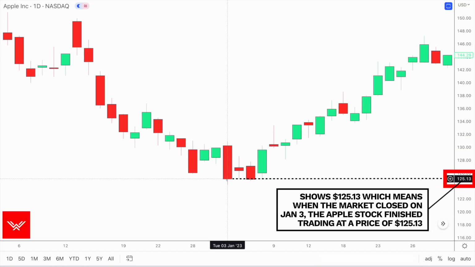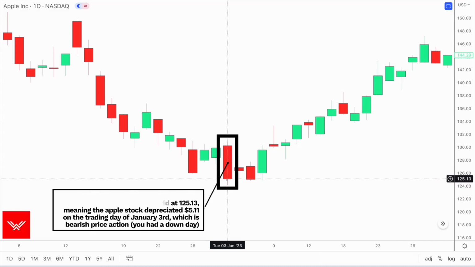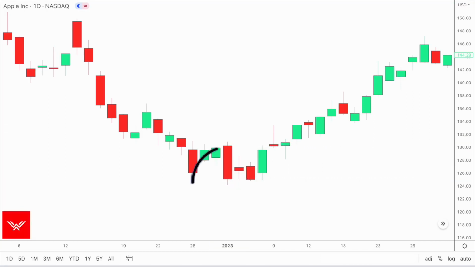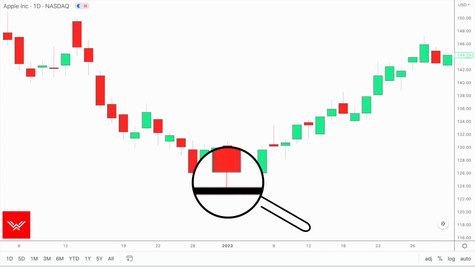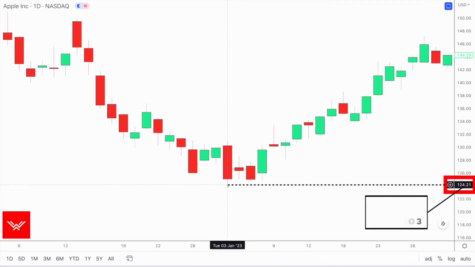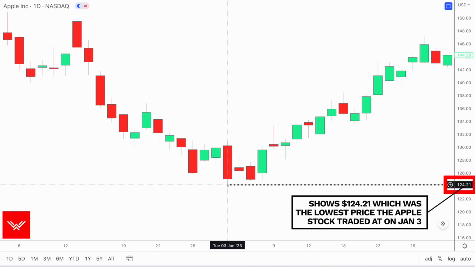$125.13. This is why red candlesticks are bearish, because price opened at $130.24 and closed at $125.13, meaning the Apple stock depreciated by $5.11 on January 3rd, which is bearish price action. The wick below is the lowest price that the Apple stock reached that day. Place your mouse at the bottom of the wick and it shows $124.21 as the day's lowest price.